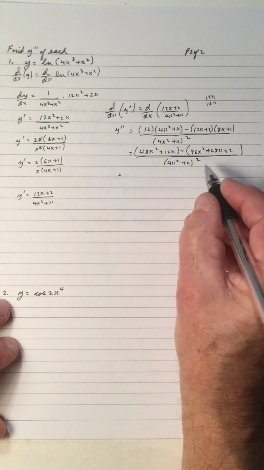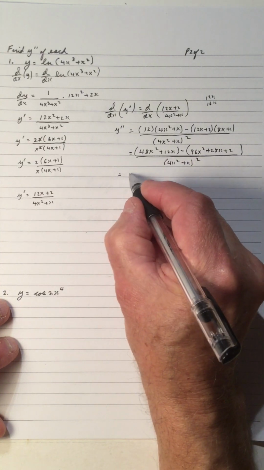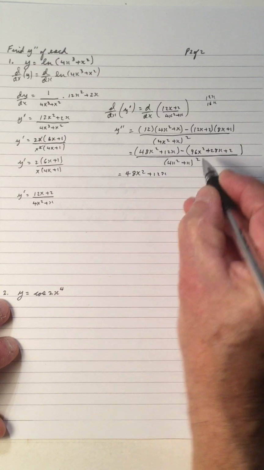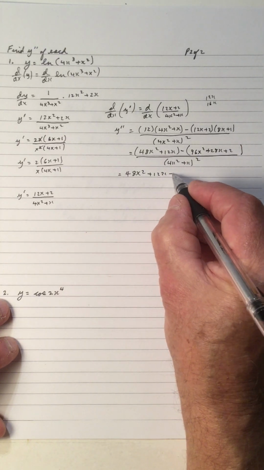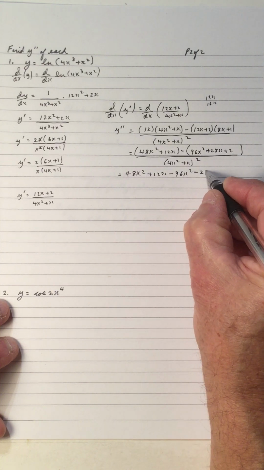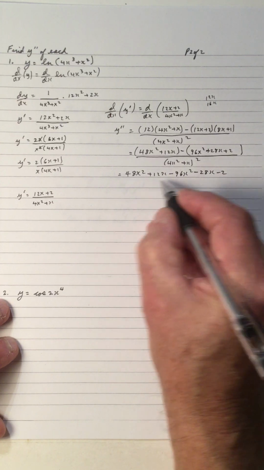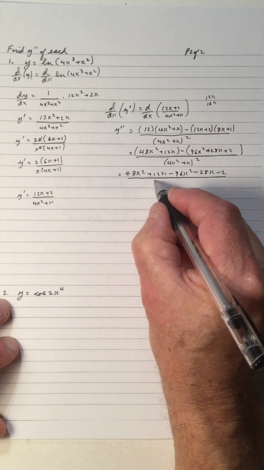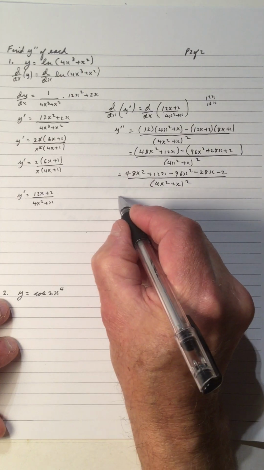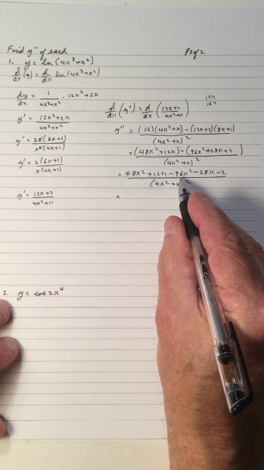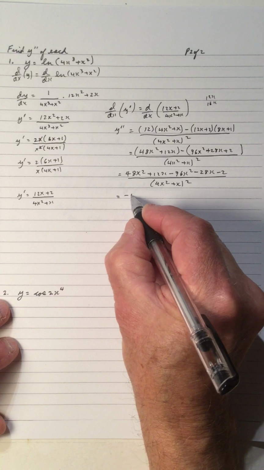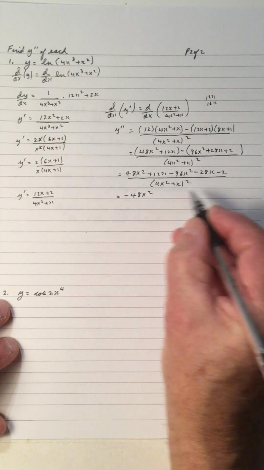And so that gives us, we have to do the subtraction now. So I'm going to show you that. When we subtract, we add on the opposite. So it's a negative 96x squared minus 28x minus 2 all over the denominator squared, and that gives us 48, and negative 96 is a negative 48x squared.